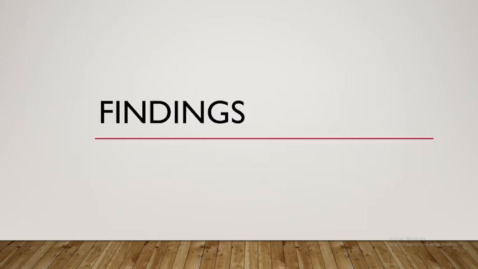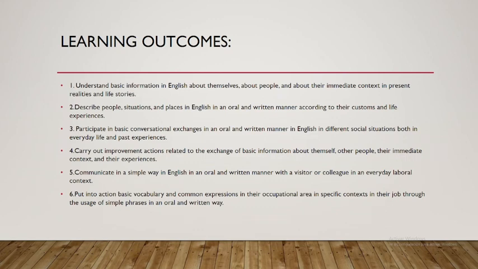What are the weaknesses? Some of the learning outcomes aren't very clearly measurable and aren't reflected in the evaluation assignments and the evaluation criteria. For example, the fourth one, it's not exactly easy to determine how to judge if the apprentice carries out improvement actions related to the exchange of basic information. So I think this learning outcome needs to be redefined to give a better idea of how it can be evaluated.